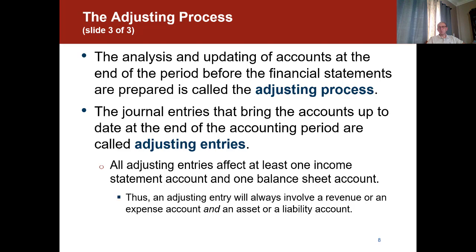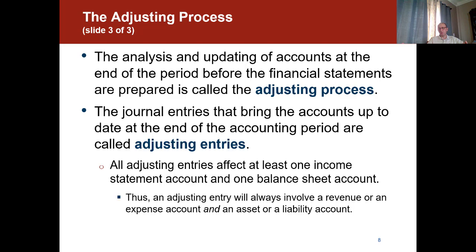The analysis and updating of accounts at the end of the period, before the financial statements are prepared, is called the adjusting process. The journal entries that bring the accounts up to date at the end of the accounting period are called adjusting entries. So we have the adjusting process and we have adjusting entries. Remember journal entries? Adjusting entries are very similar, but we just call them adjusting entries. One main characteristic of adjusting entries is that they're always made at the end of the period.